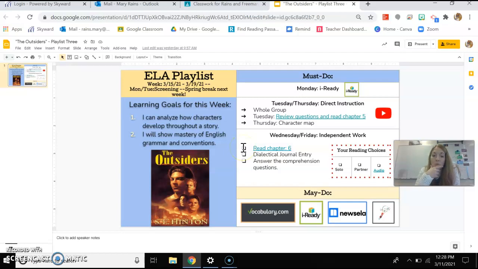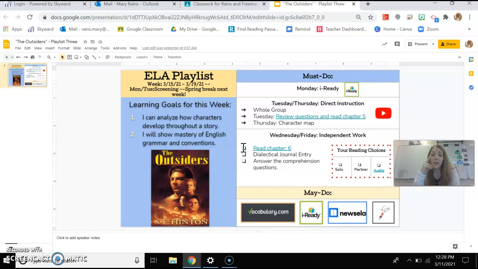So first off this week, our learning goals are this. One, I can analyze how characters develop throughout a story. So we're going to continue to focus on the characters of the Outsiders and how they're developing and what we're continuing to find out about each character.